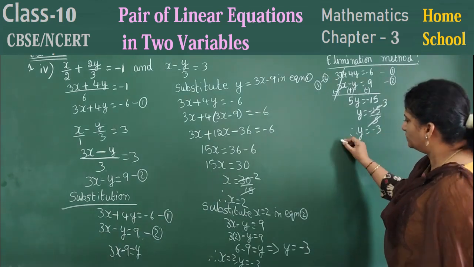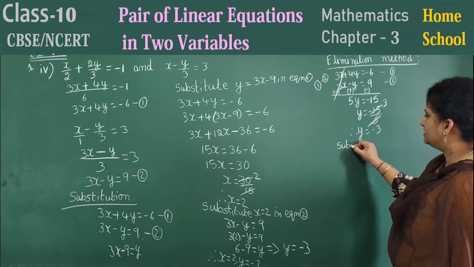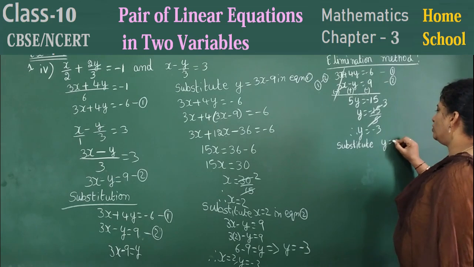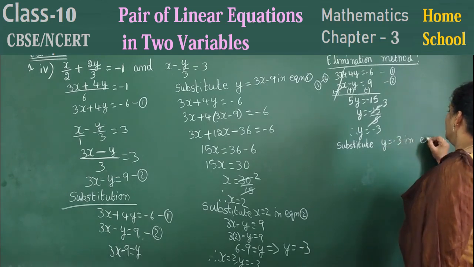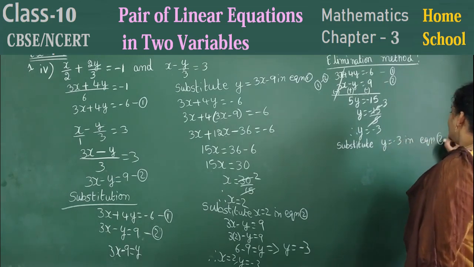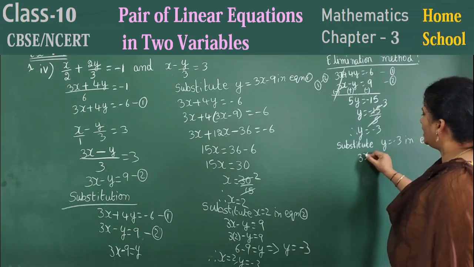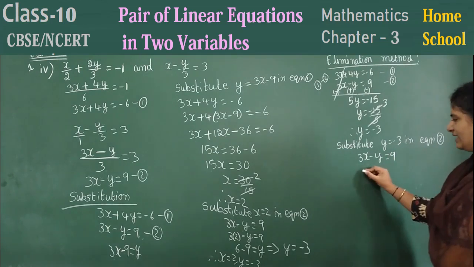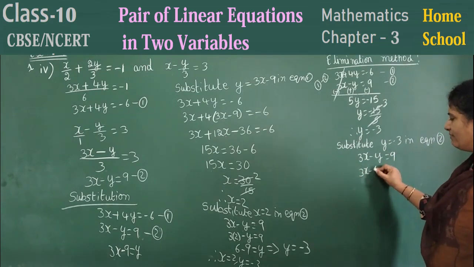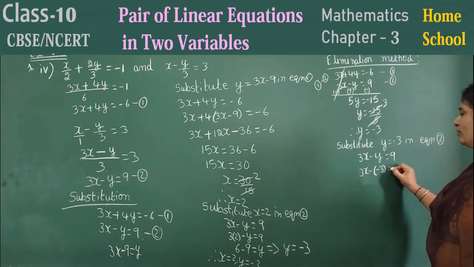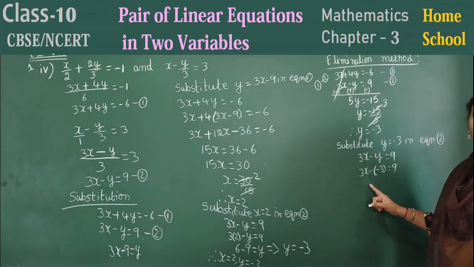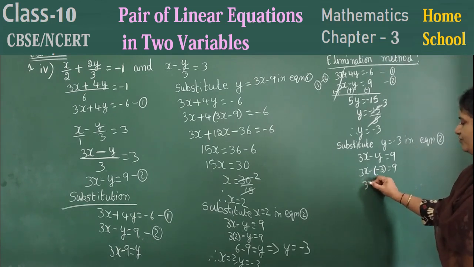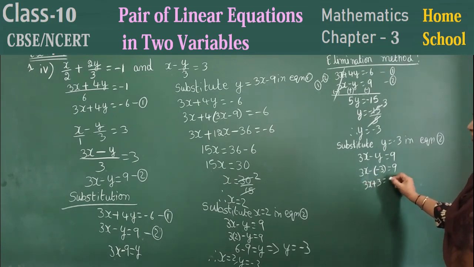This y value, substitute y is equal to minus 3 in equation 2. 3x minus y is equal to 9. In the place of y, write minus 3. 3x minus, when you are writing one more minus, do take brackets here. Minus into minus is plus. 3x plus 3 is equal to 9.